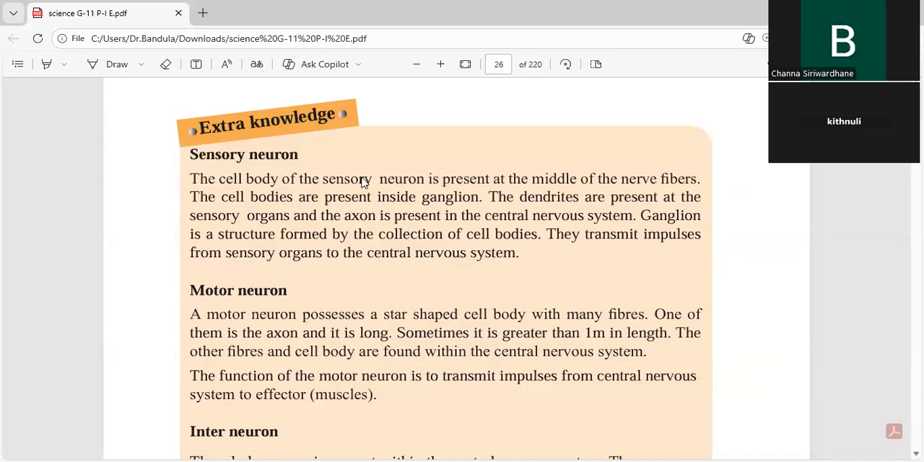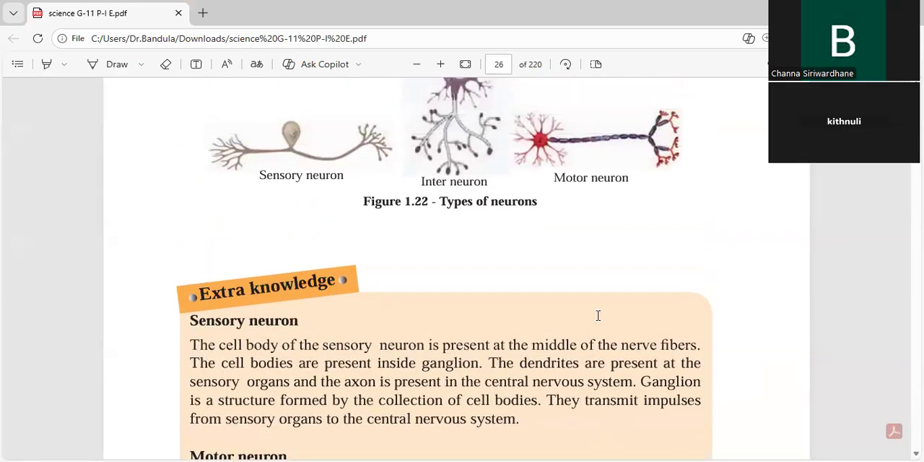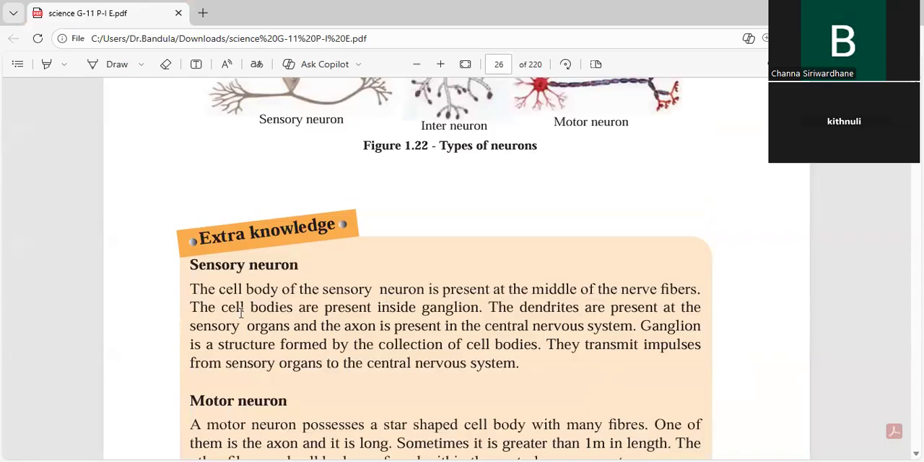The cell body of the sensory neuron is present in the middle of the nerve fiber. Now you know that. Clear? The cell bodies are present inside the ganglion. Now what is a ganglion? Do you know that? Yes.